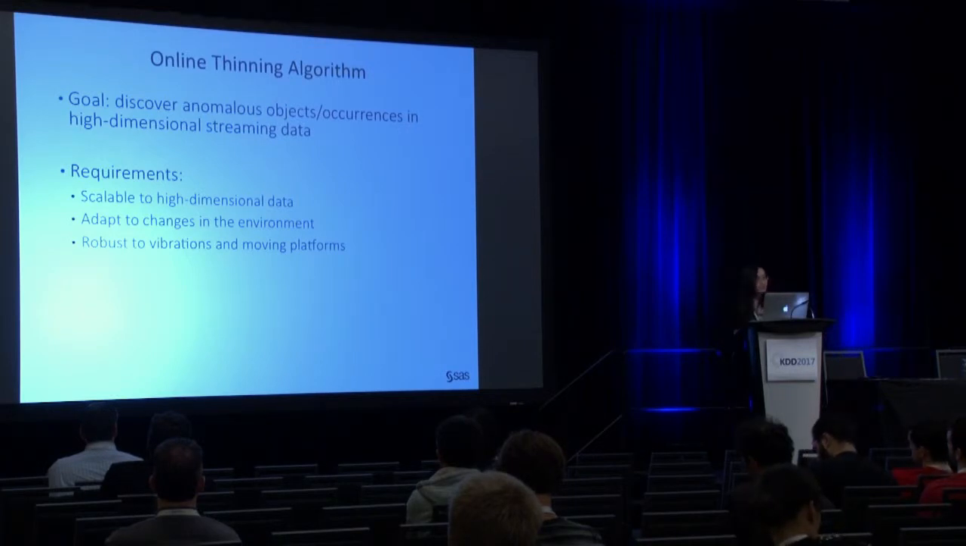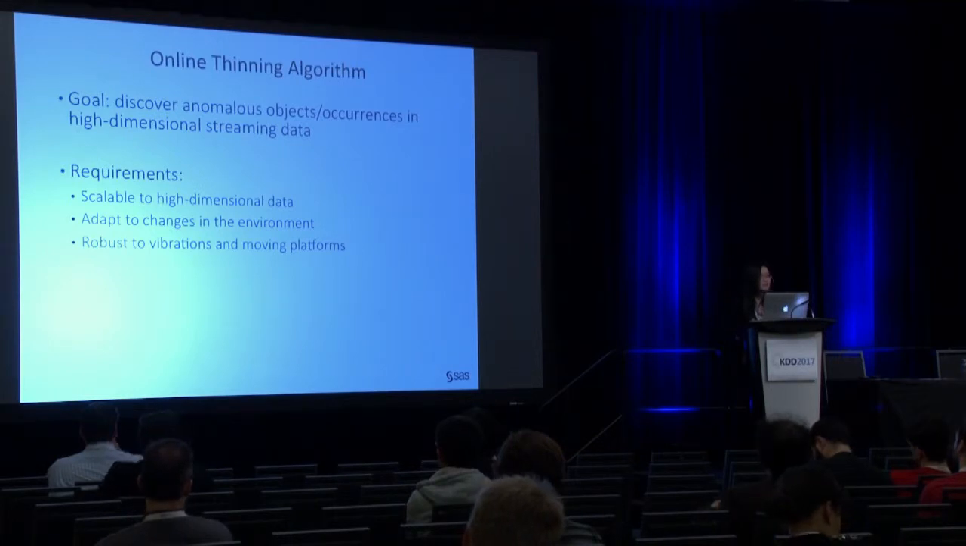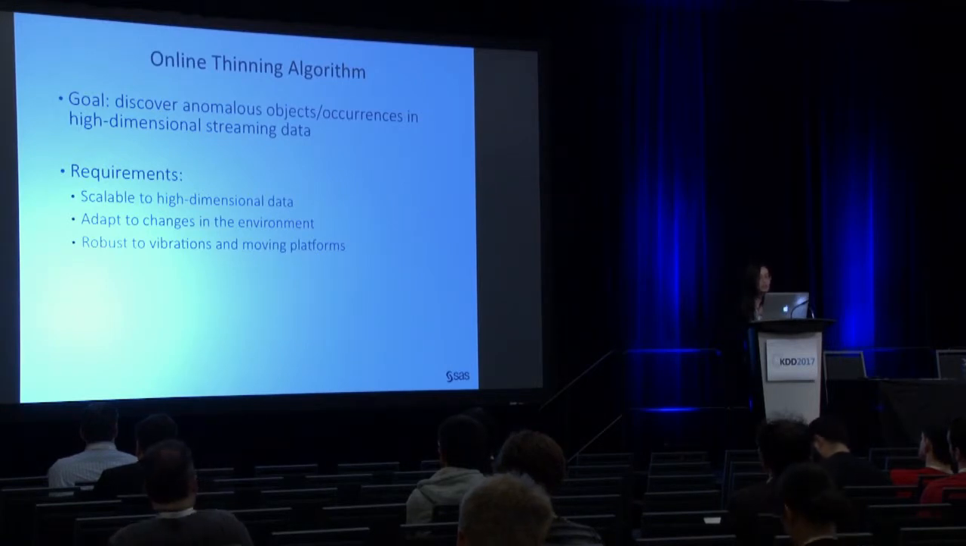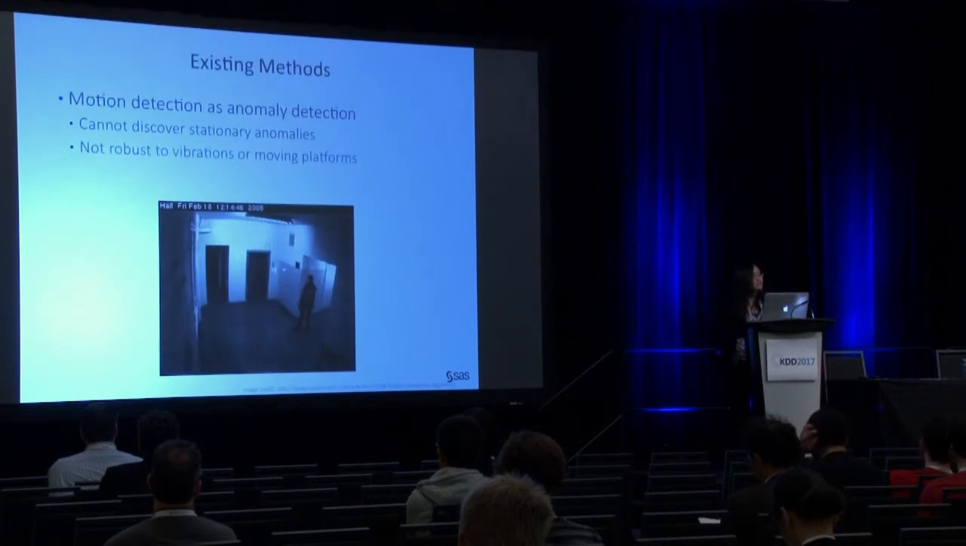There are a few challenges. First of all, because it's high-dimensional data, the algorithm needs to be scalable. Second, because the drone is flying all the time, you need to adapt to changes in the environment. You could be flying over an ocean, and the environment is very different when you're flying over a city, and what you consider salient or anomalous would also be different in that scenario. Also, because drones usually have some vibration, the algorithm is best if it's robust to those moving platforms and vibrations.